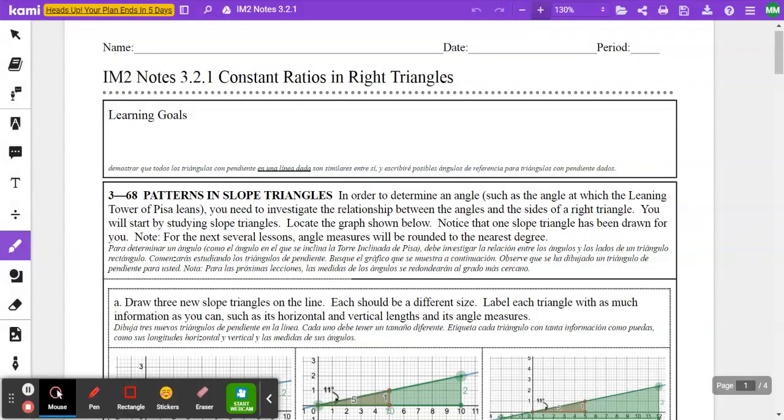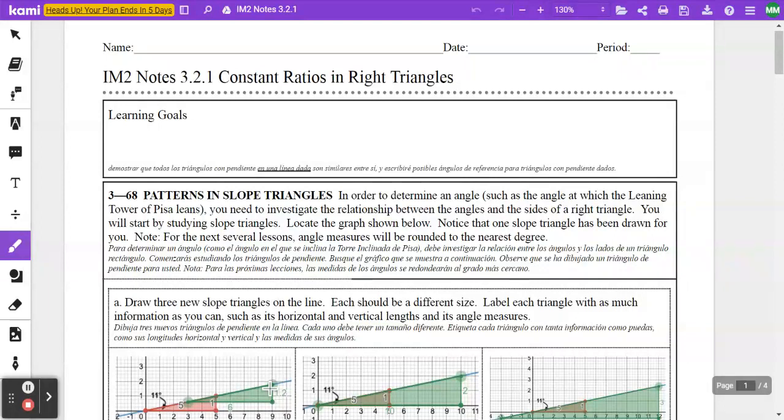Hi everybody, this is Miss McClellan here to go over IM2 Notes 3.2.1 with you, constant ratios and right triangles.